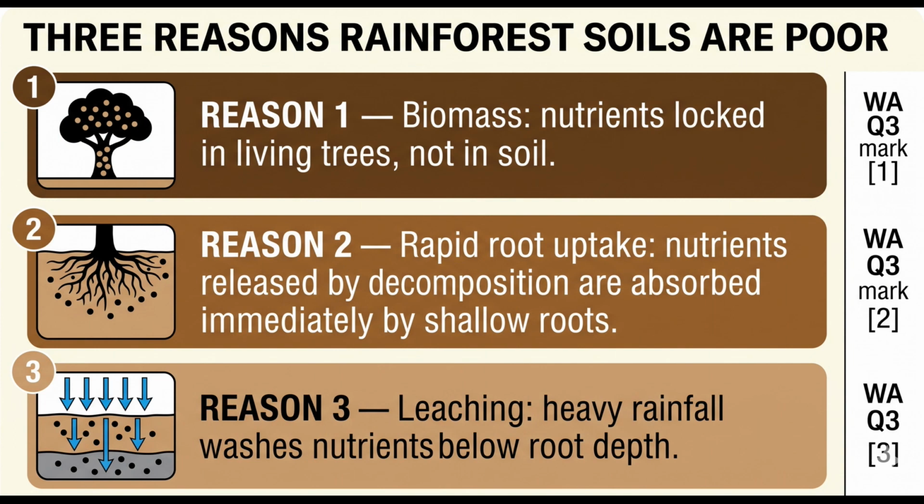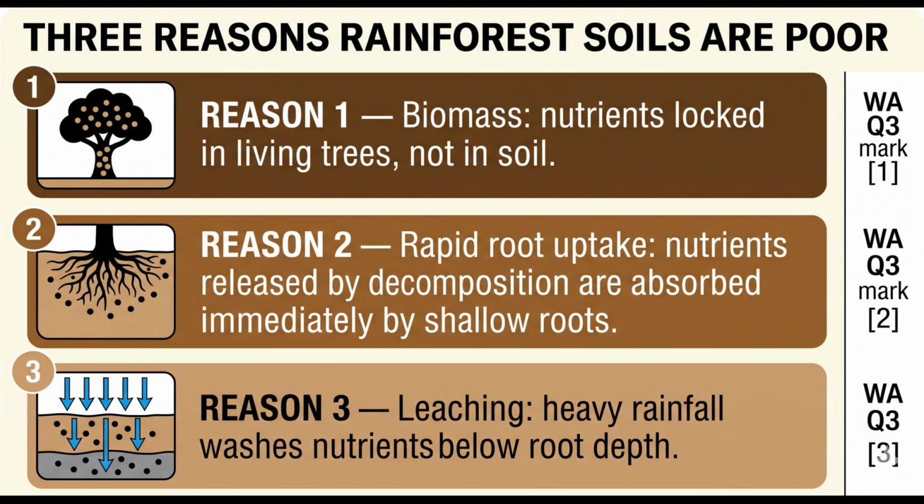Nutrients are locked in biomass. Most of the nutrients in the rainforest are not in the soil. They are locked in the living trees themselves, in the trunks, leaves, branches, and roots. The soil beneath is almost empty of nutrients because the trees have captured everything.